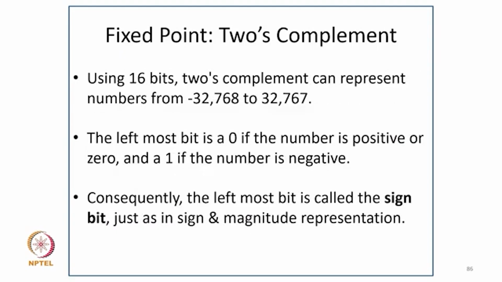Using 16-bit two's complement, we can represent numbers from -32,768 to 32,767. The leftmost bit is a 0 if the number is positive, or a 1 if the number is negative. Consequently, the leftmost bit is called the sign bit, just as in sign and magnitude representation.